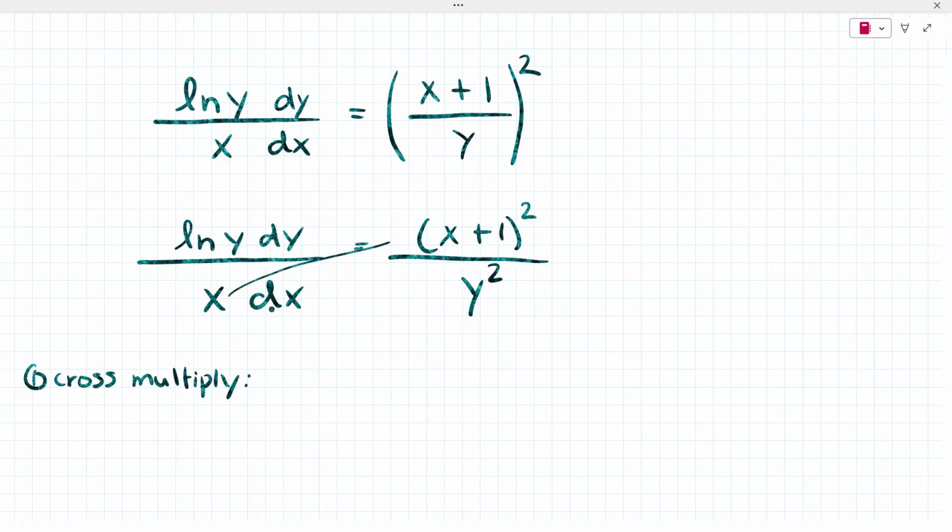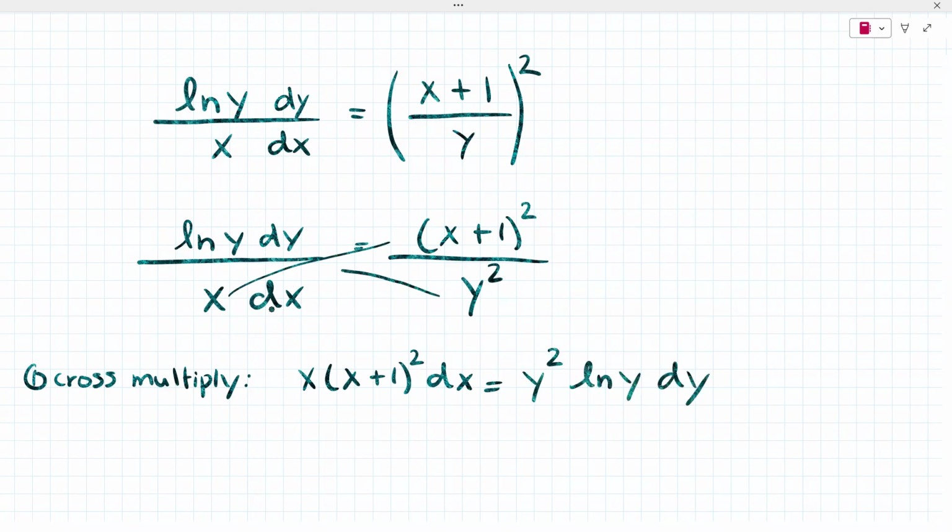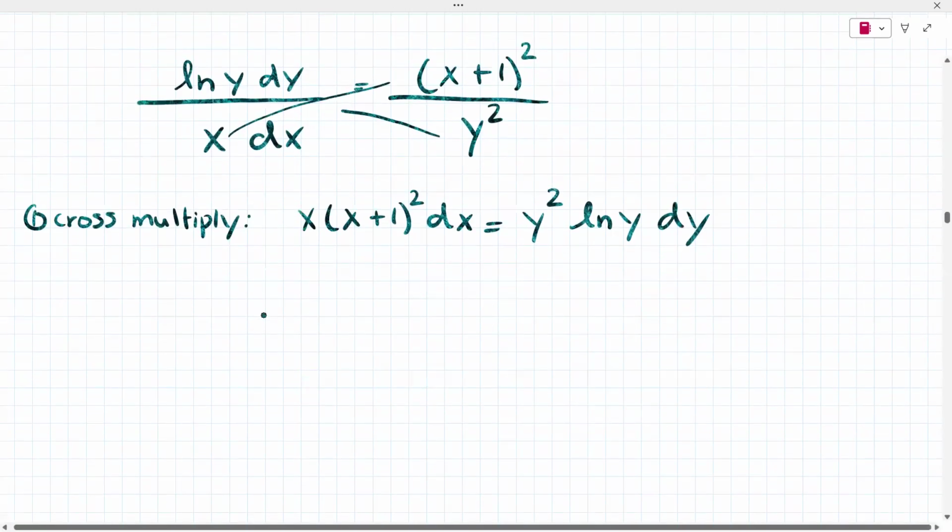So this is x times (x plus 1) squared dx, and then this is going to be y squared ln y dy, right? Now we're lucky. We have all the x's and all the y's on one side, so we don't have to move things around. Now we can integrate, right?